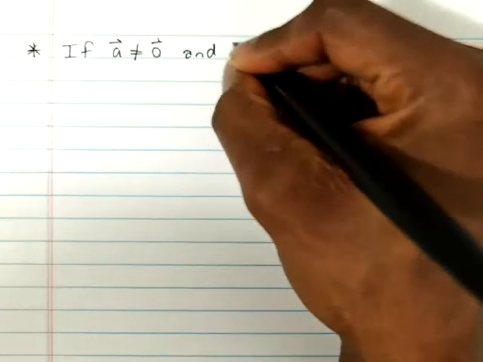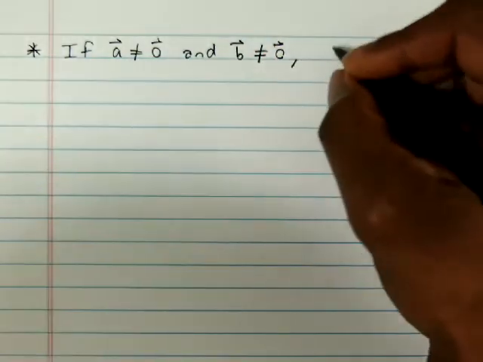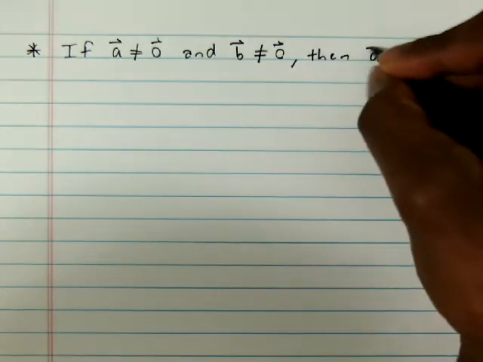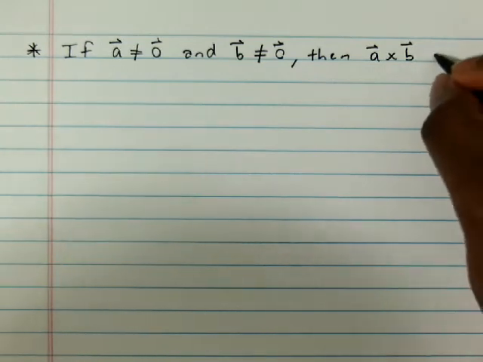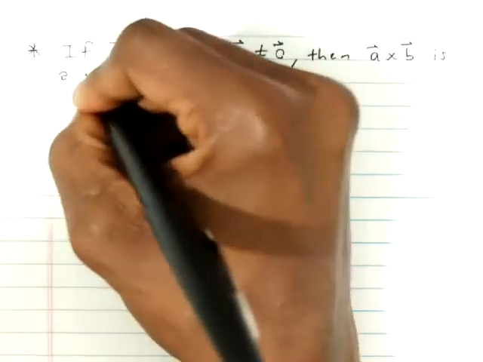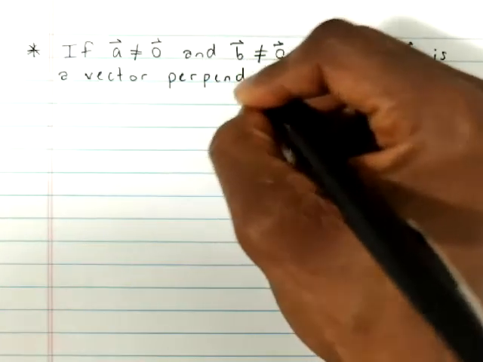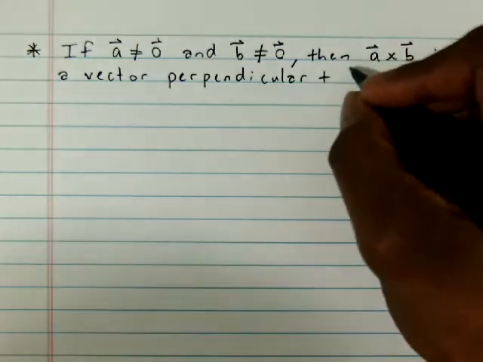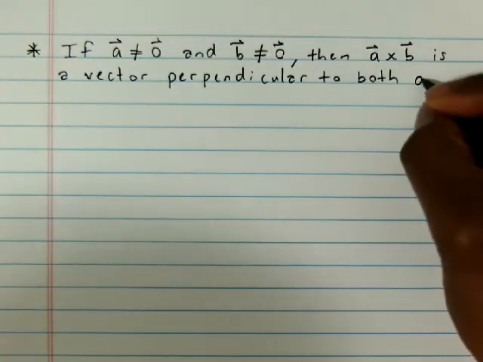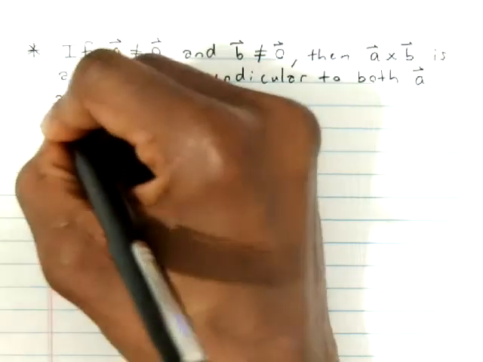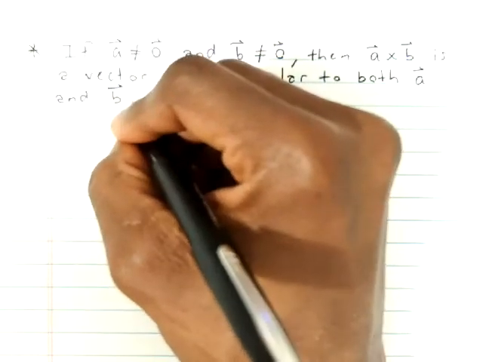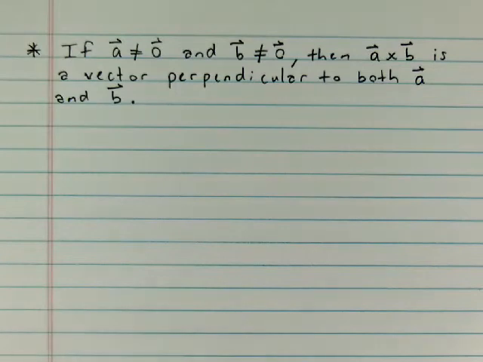So if A is not the zero vector and B is not the zero vector, then A cross B is a vector perpendicular to both A and B. All right, so the cross product, yes, it gives us a new vector, but it gives us a vector that's actually perpendicular to the initial two vectors that we had.